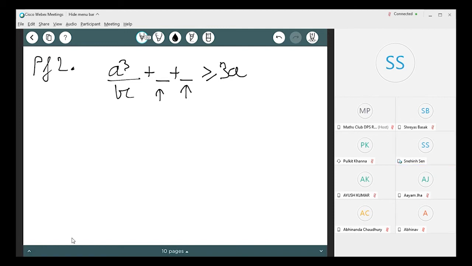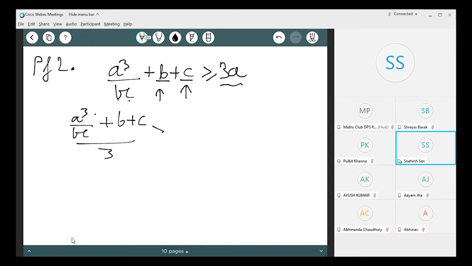Because this is your first such inequality, let me give you a hint. We have a B over here and a C over here, and over here we don't have a denominator, so it's better if we move this denominator. Then we know AM-GM. A cube by BC plus B plus C is greater than or equal to the cube root of A cube by BC times B times C, which is equal to A. And that's what we wanted.